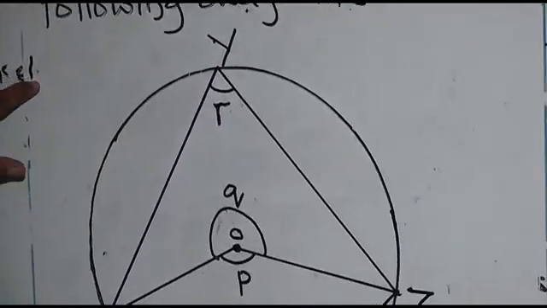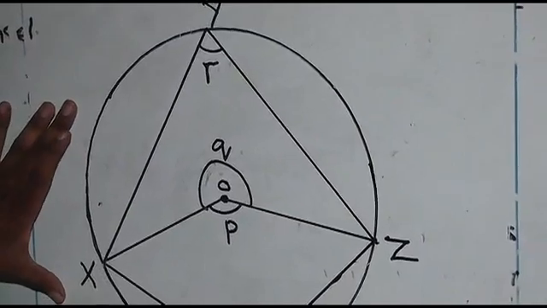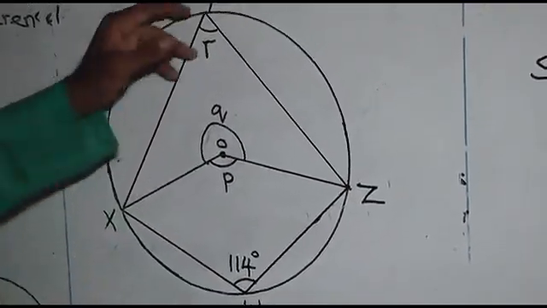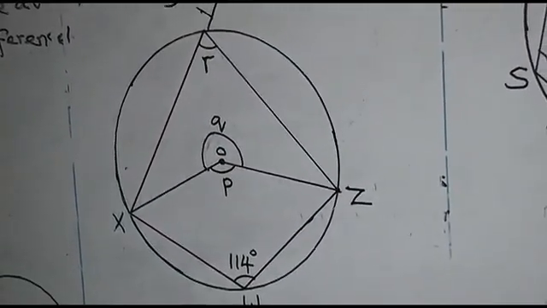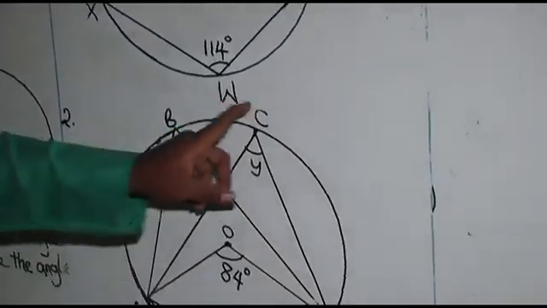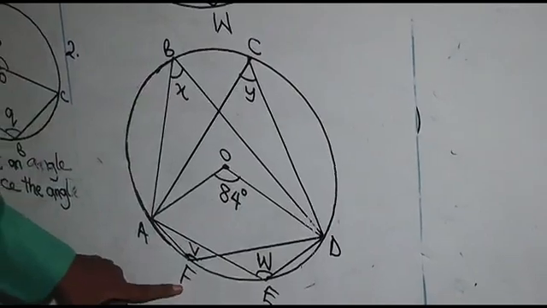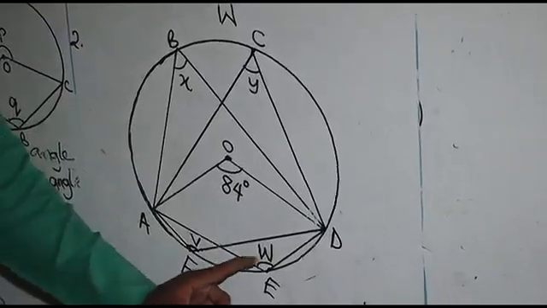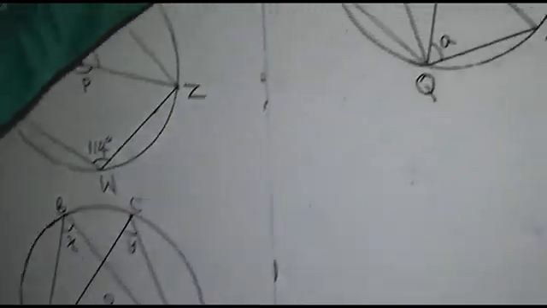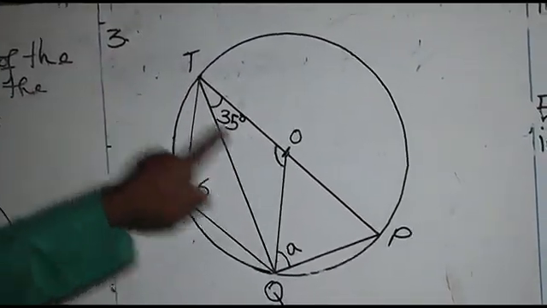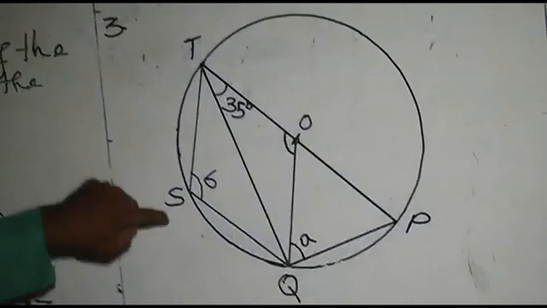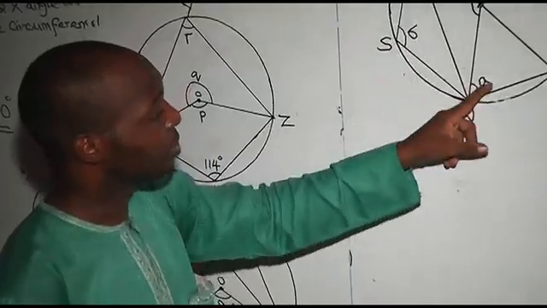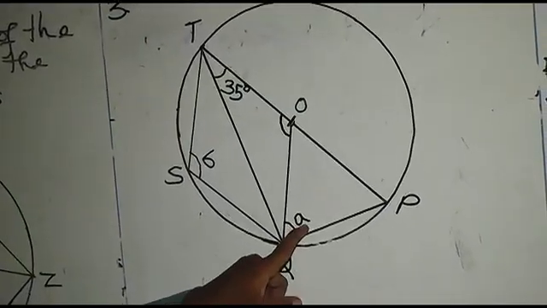Diagram number 1, observe it. W, X, Y, Z are the points. Number 2, we have A, B, C, D, E, F. We have to look for the missing values, that is X, Y, V, W. And the third activity is OPQST. We have two missing values, A and B.